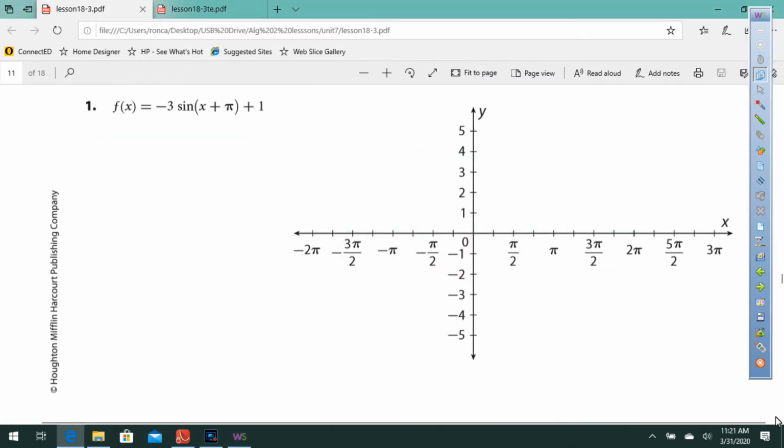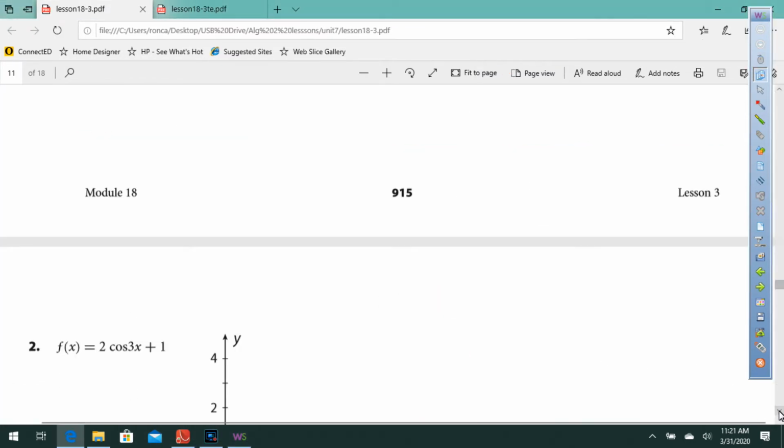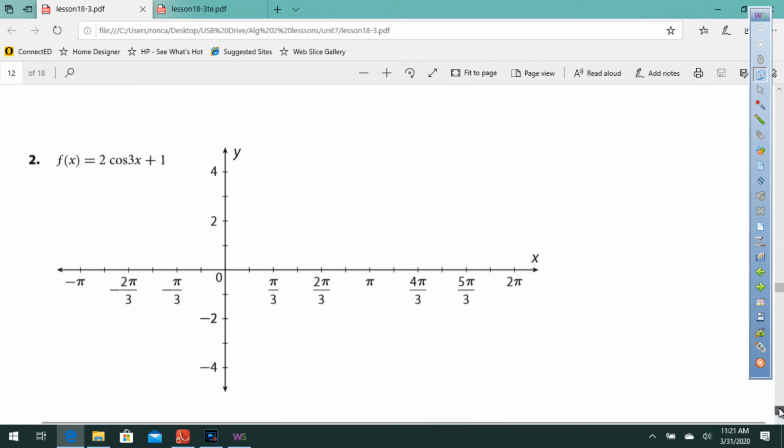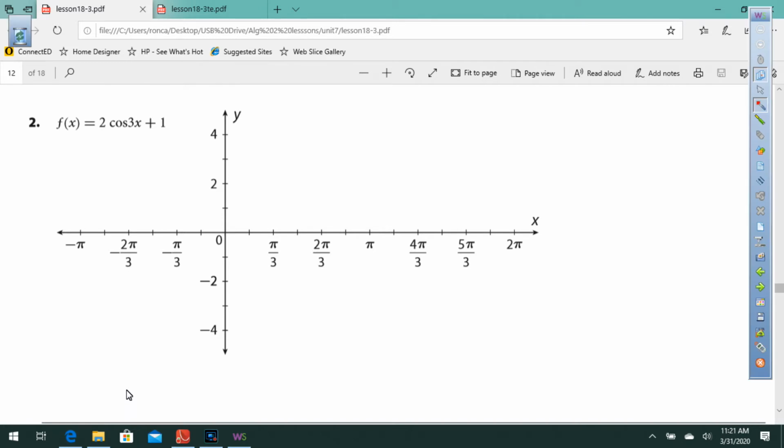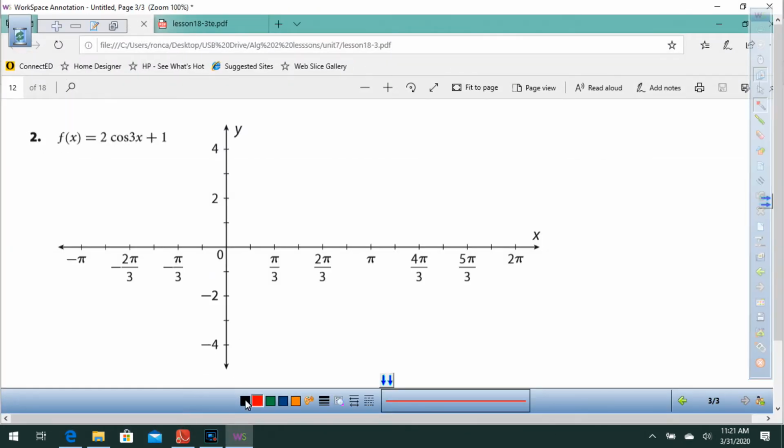Let's try number 2. So we're going to start off by A equals 2. This time B equals, well, let's see, we got 1 over B equals 3. Multiply both sides by B. And then so B equals 1/3. H equals 0. And then K equals 1.